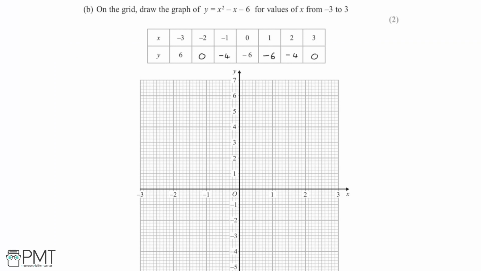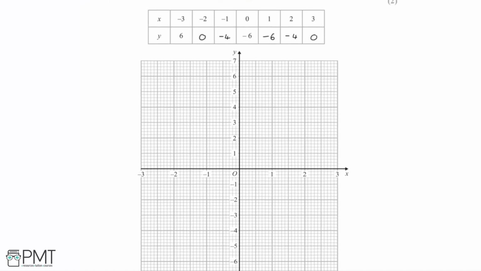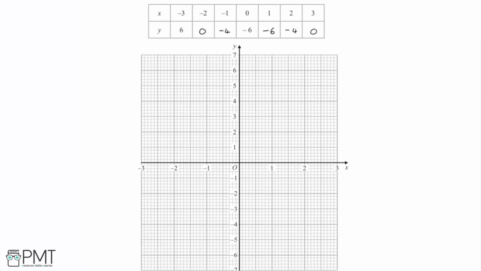We're then asked to draw on the grid the graph of y equals x squared minus x minus 6 for values of x from -3 to 3. And then I have here the table that we've just worked out with the new values of y that we've put in. So effectively here, when we have the values of x and y, we've basically just formulated some coordinates that are points on this graph.